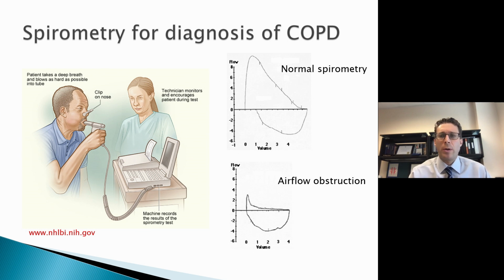So one of the important parts of COPD, to define COPD, is using spirometry or pulmonary function testing, and it's absolutely essential to make this diagnosis based on the GOLD document. And I know you'll have a session on pulmonary function testing later today, but this shows on the right here what a normal flow volume loop looks like, and then severe airflow obstruction, which would be consistent with COPD.